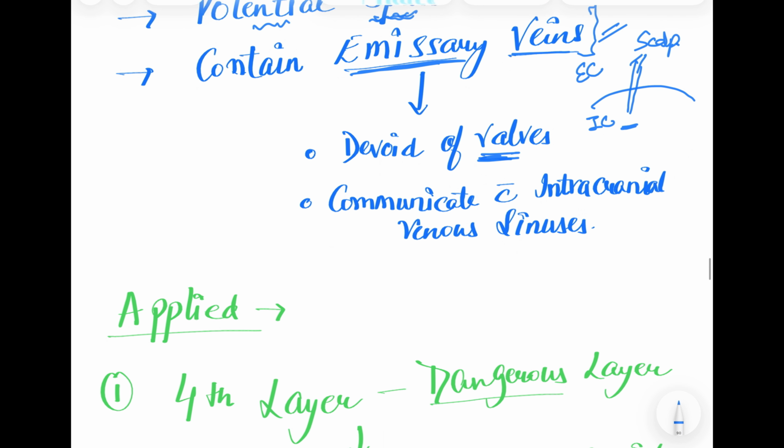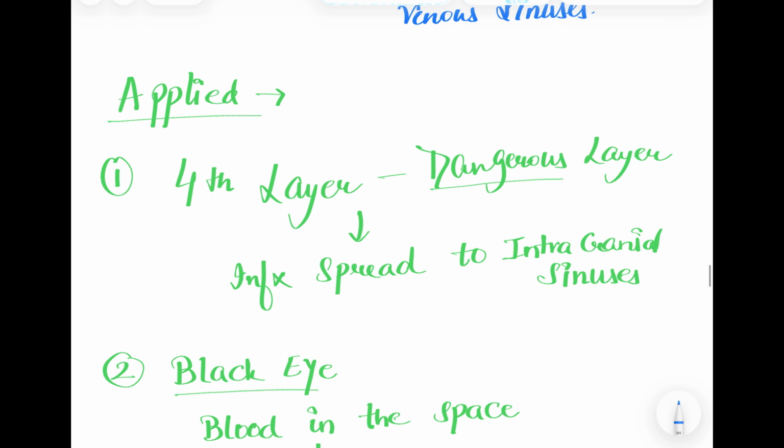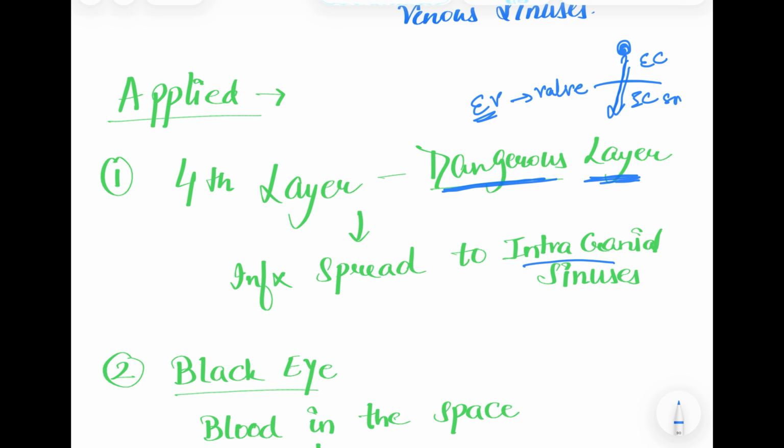Now we will take the applied aspects one by one. First of all, the fourth layer is called the dangerous layer of the scalp. So why is it called that? As we have said, the emissary veins do not have valves. They connect the intracranial sinuses with the extracranial part, right? So if there is any infection outside, it is going to spread inside through to the intracranial sinuses, right? So that's why we call it the dangerous layer. So the fourth layer is called the dangerous layer. It is going to spread the infection to your intracranial sinuses.